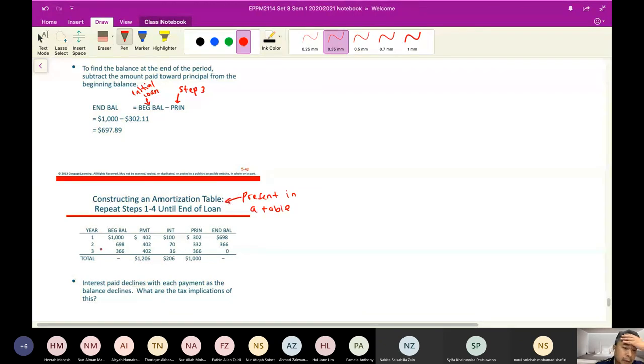Like this. Okay, this is year 1, 2, 3. Beginning balance 1,000. This is principal. This is step one, step two, this is step three, and this is four. And four, again, we will bring over that, and the process repeats again. And this is the check or counter check.